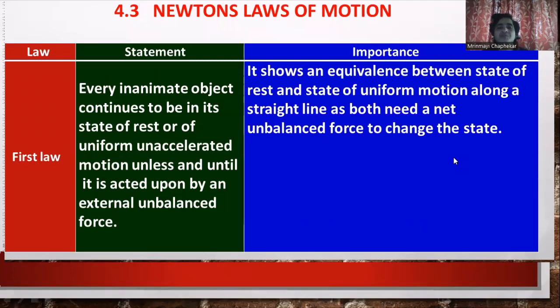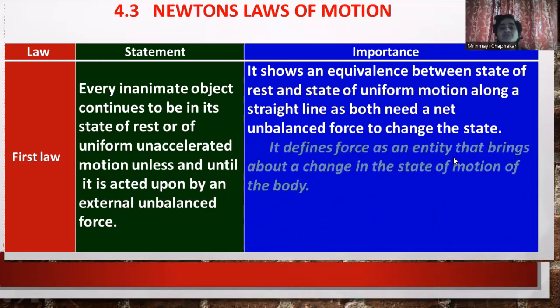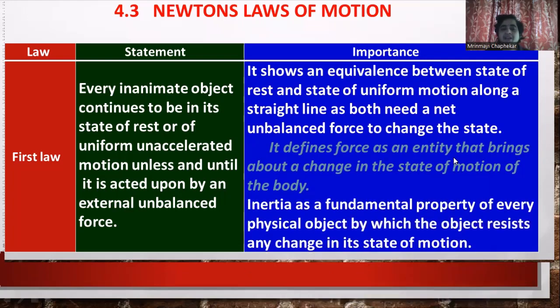Newton's first law of motion shows an equivalence between state of rest and state of uniform motion along a straight line, as both need a net unbalanced force to change the state. It defines force as an entity that brings about a change in the state of motion of a body, and inertia as a fundamental property of every physical object by which the object resists any change in the state of motion.